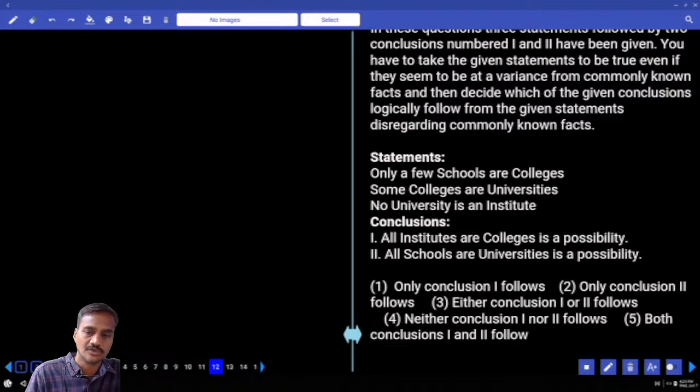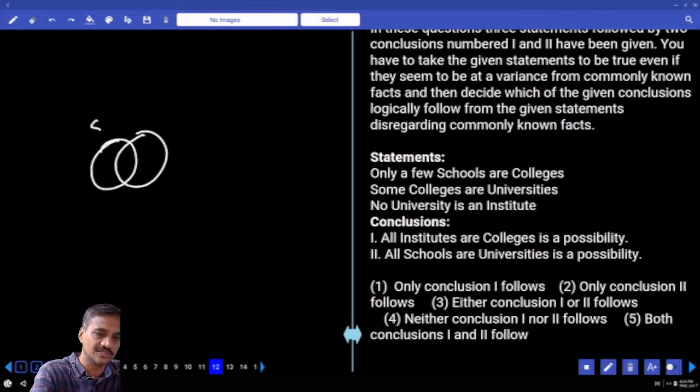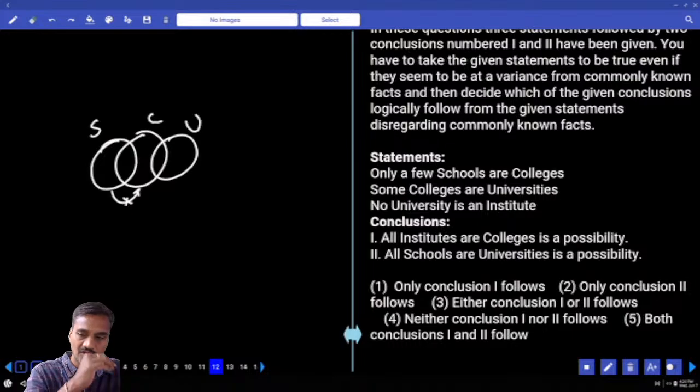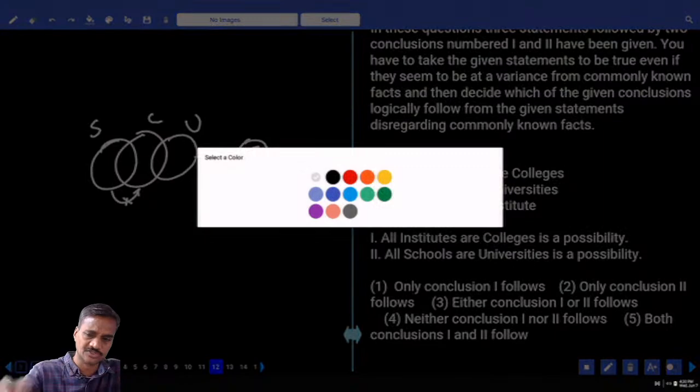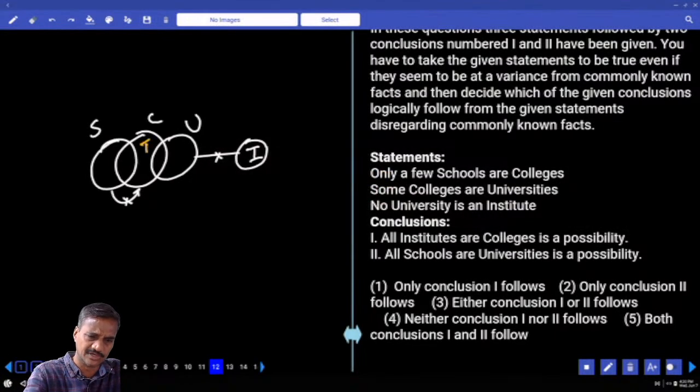Then next one. Only a few schools are colleges. Only some schools are colleges, but not all. That means this entire school is not a part of college. And some colleges are universities, and no university is an institute, no intersection between these. Then all institutes are college is a possibility. Now can this entire institute be a part of this college or not?